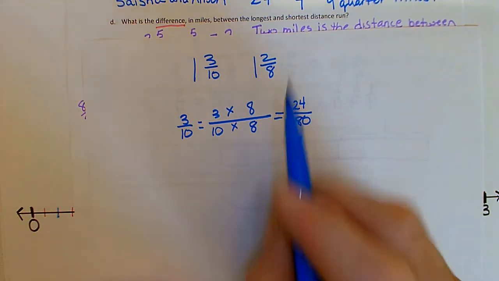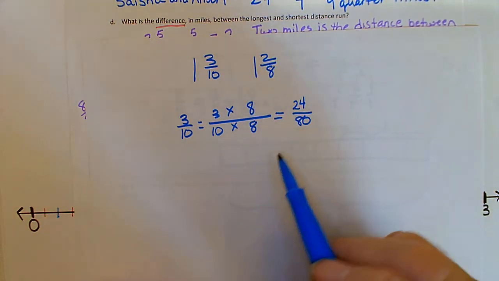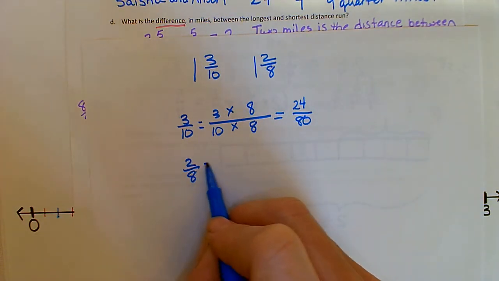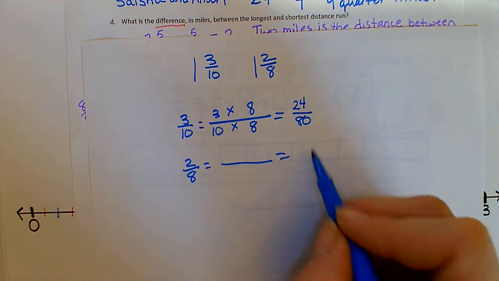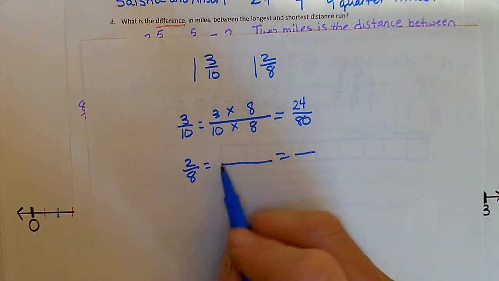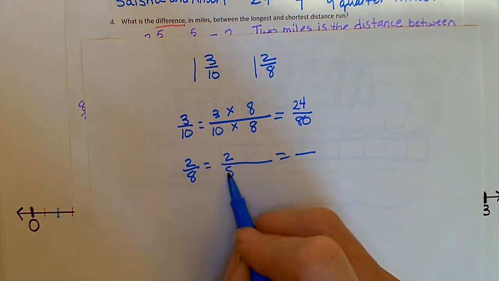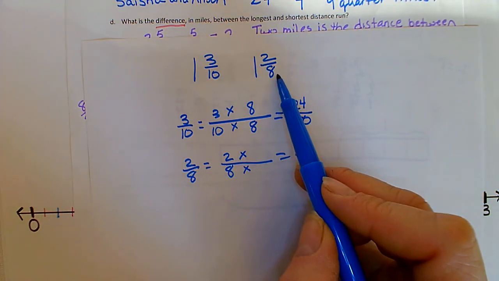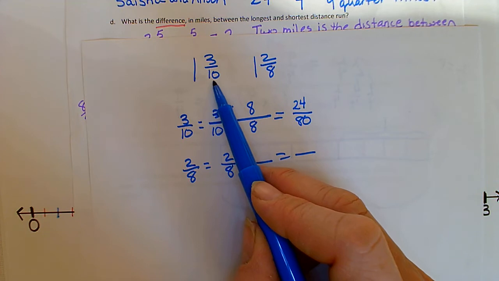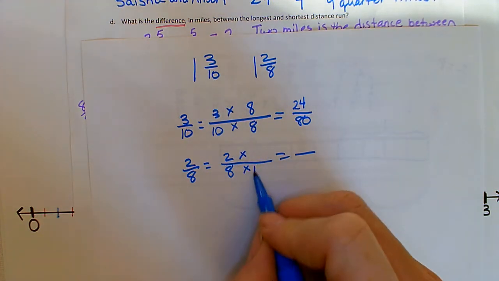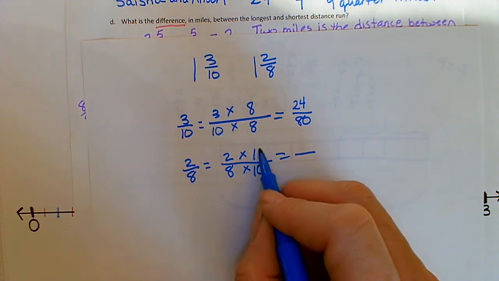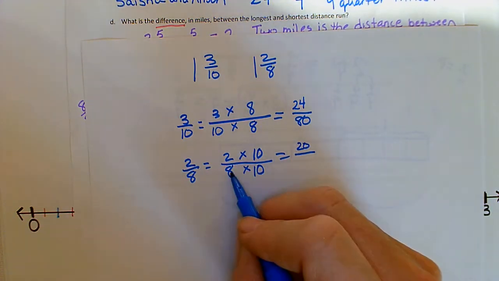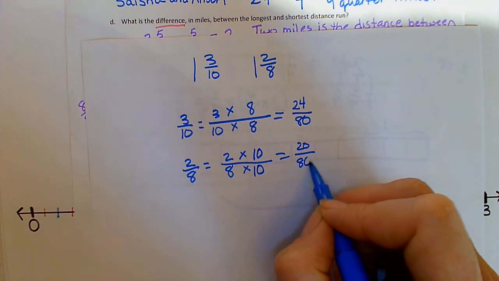So now what I need to do is convert this one as well. So I'm going to do 2/8, and I want to convert that. And now I know I'm turning it into 80ths, but I'm not going to write that yet. I don't want to give it away yet. So again, if I want to convert this fraction, I'm going to multiply it times the other fraction's denominator, which is 10. Whatever I do in the denominator, I do in the numerator. And 2 times 10 is 20, and 8 times 10 is 80.